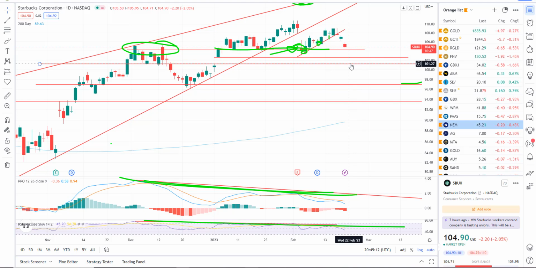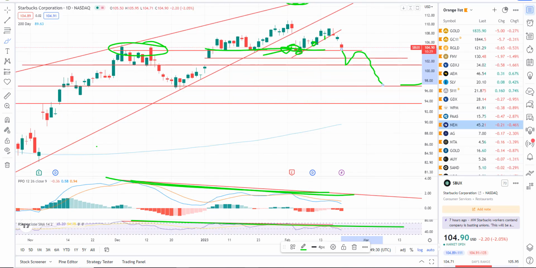Minimum, fill this gap right here at 101.27. Probably get a bounce there. So I think we'll probably come down like this, fill the gap, and bounce back up. That would be resistance, and we'll just continue lower after that bounce down to the next target of about 97. All right, so Starbucks looks good for more downside.